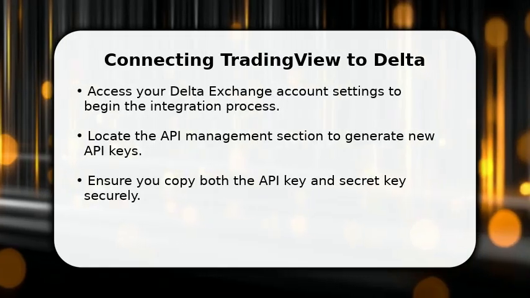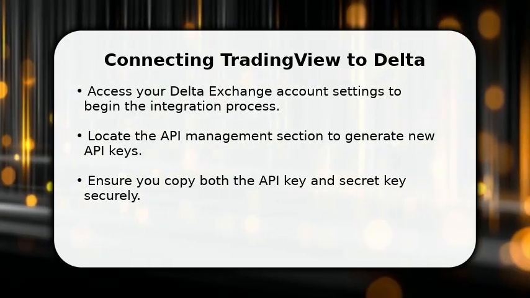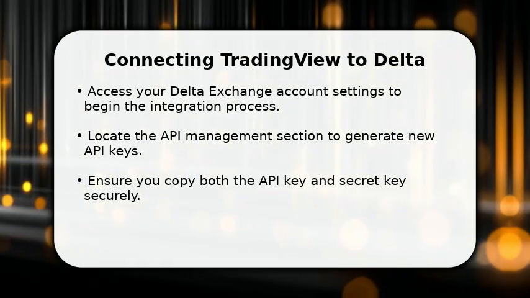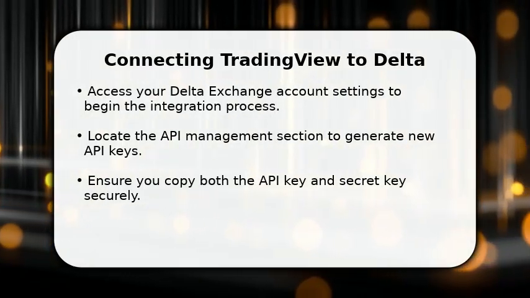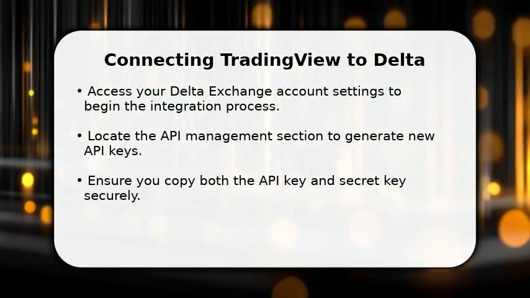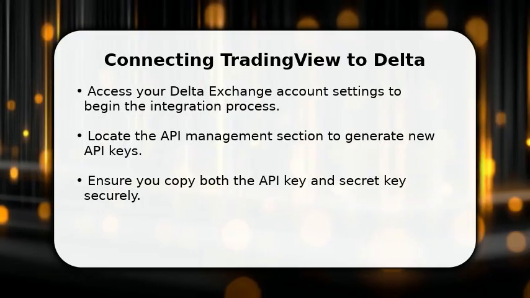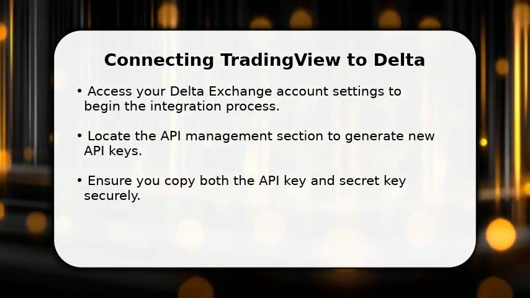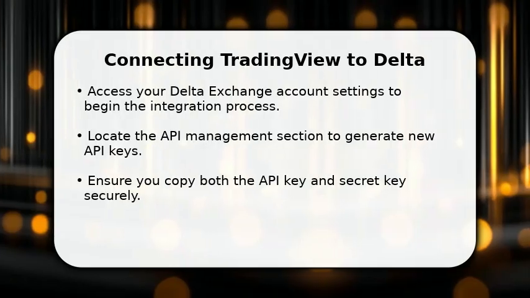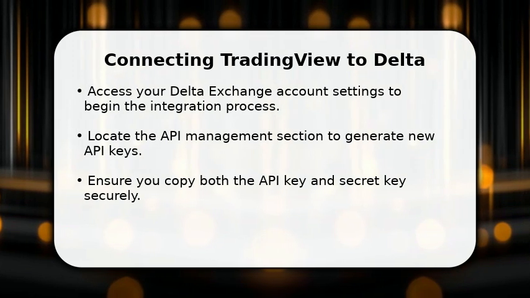In this video, I will explain how to connect TradingView to Delta Exchange. First, log into your Delta Exchange account. Navigate to your profile or settings, then find the API management section. Here, you'll generate a new API key and secret. It's crucial to copy both of these immediately and store them safely, as the secret key is often shown only once for security reasons. This is the first essential step for a successful connection.